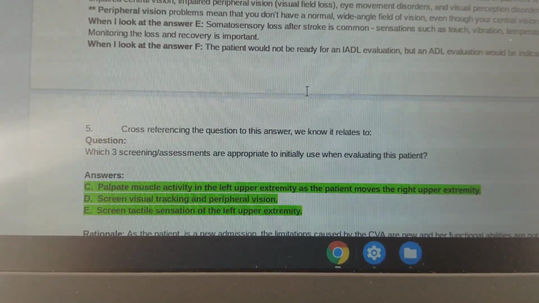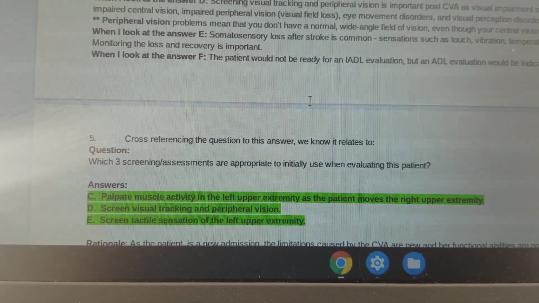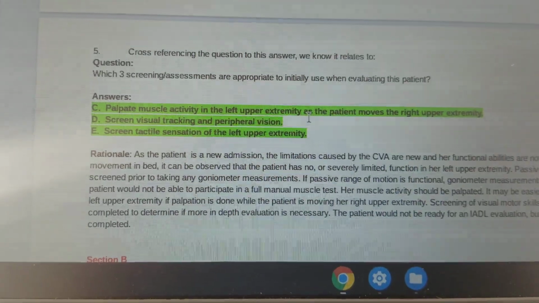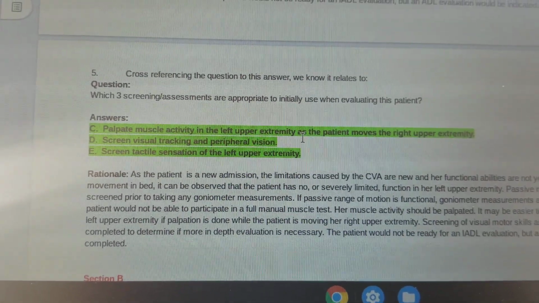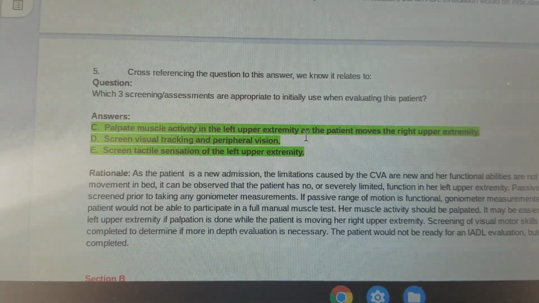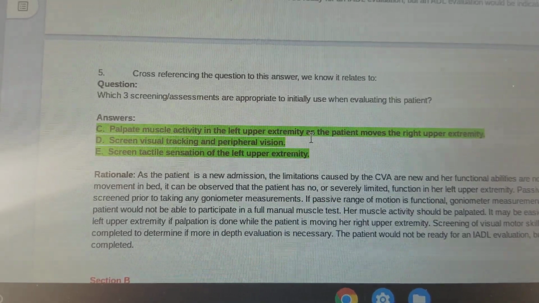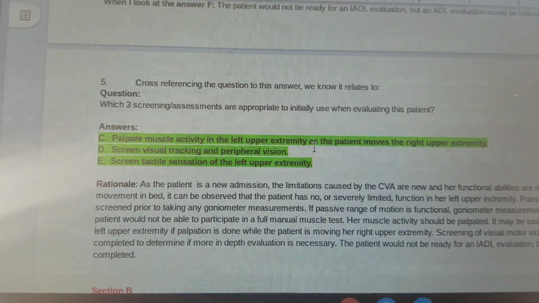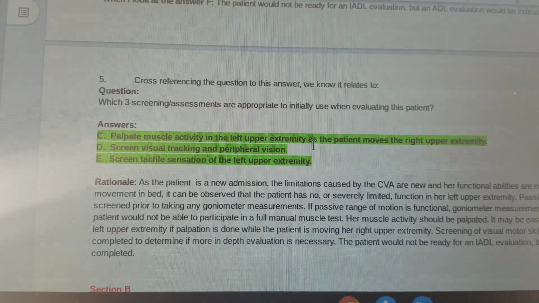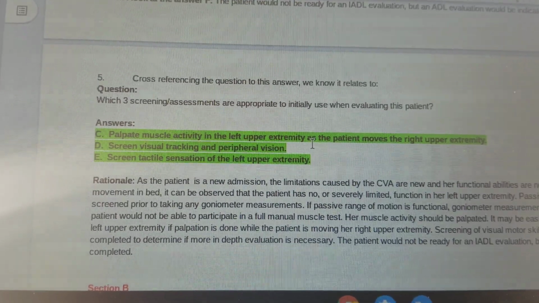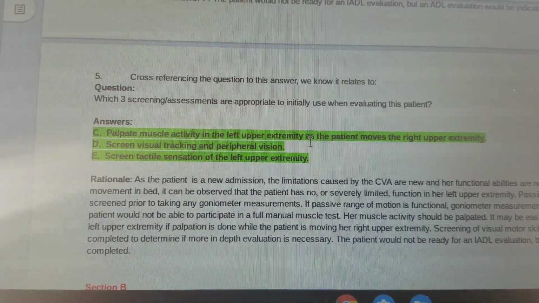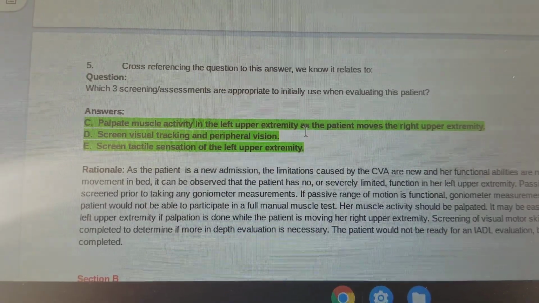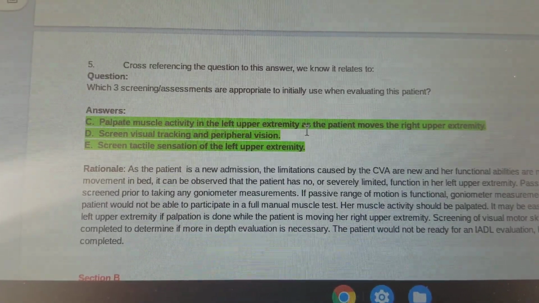So number 5, cross-referencing the question to the answer. We know the answers are C, D, and E. So palpating the muscle activity in the left upper extremity as the patient moves the right upper extremity, and D, screen visual tracking peripheral vision, and E, screen tactile sensation of the left upper extremity. So altogether, we know for the rationale that the patient is a new admission. The limitations caused by the CVA are new and her functional abilities are not yet clear. From her movement in bed, it can be observed that the patient has no or severely limited function in her left upper extremity.